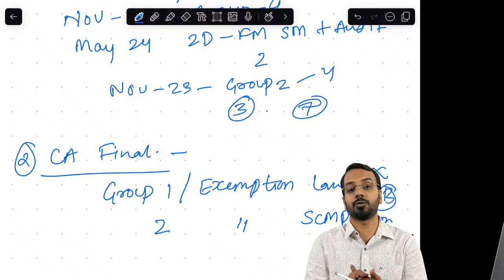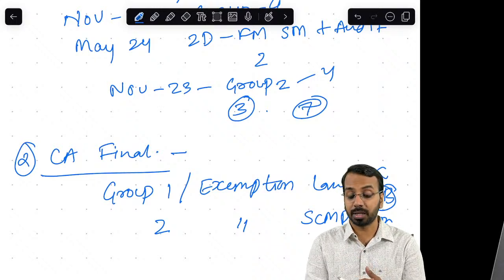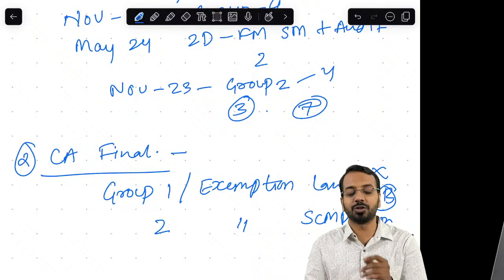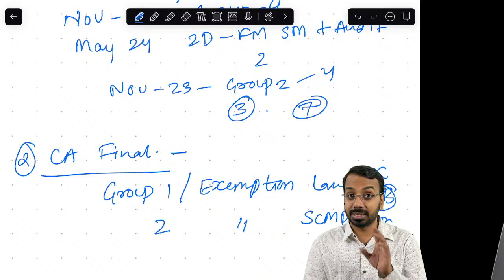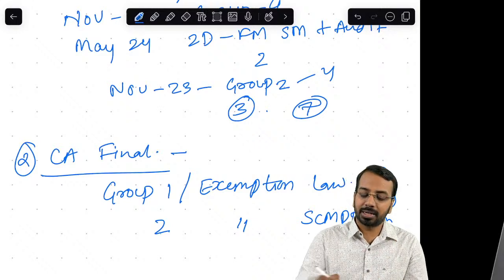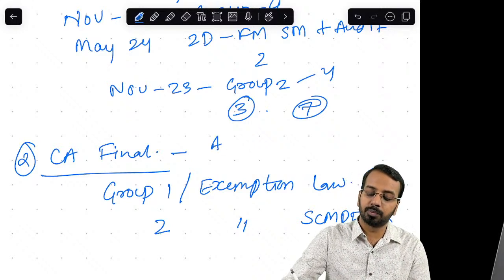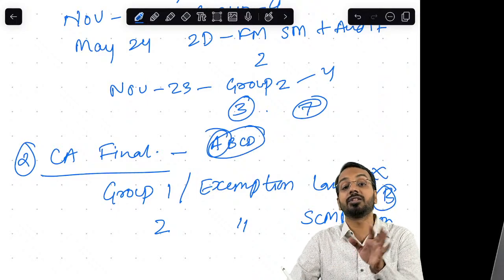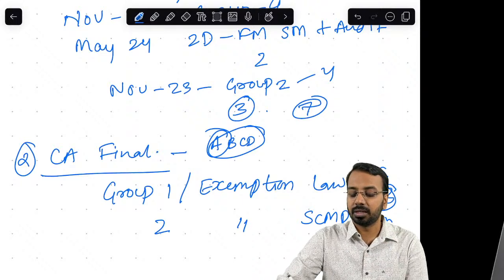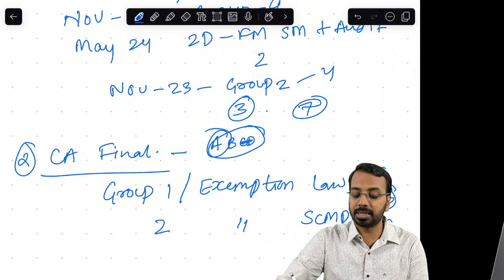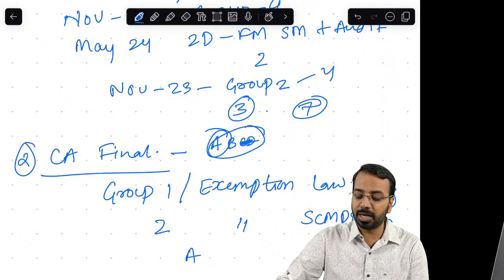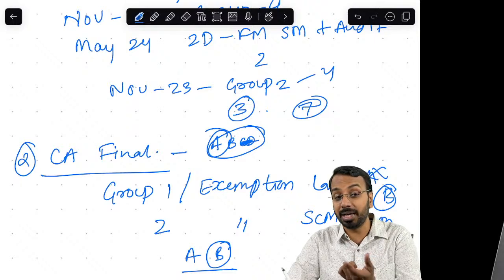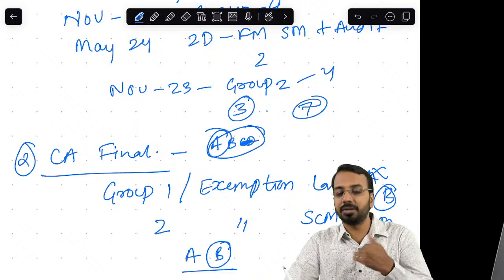I request all of you to write to the institute if you fall in this category. If I want to write only group 1 in November 24 in the upcoming examination, then in that case, should I pass all A, B, C, D, everything should be cleared, or only A should be cleared? That is not clear. For example, if I am writing in November 24, most likely C and D is exempted. So now I am left with A and B. I am writing only group 1. Do I need to pass set B before the examination? That aspect, even I don't have an answer.